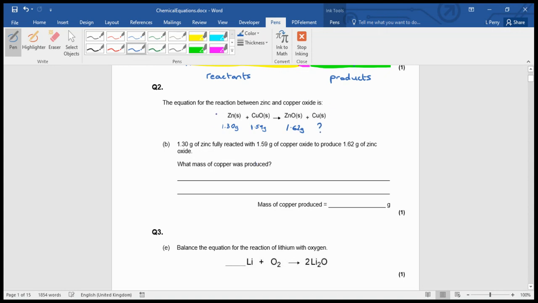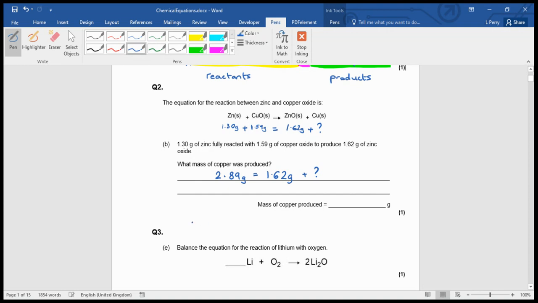Now, in this case, I can use the chemical equation and turn it into a math sum. So 1.30 grams plus 1.59 grams equals 1.62 grams plus something. So I need my calculator for this question. So if I just do the first half, I'm going to move down onto the line. 1.30 grams plus 1.59 grams, 2.89 grams equals 1.62 grams plus my mass of copper, my unknown.